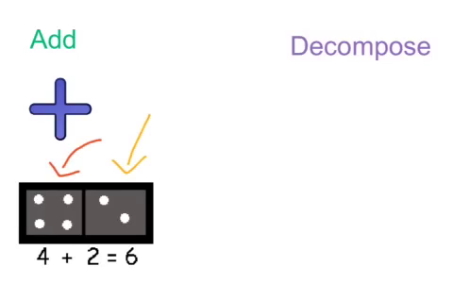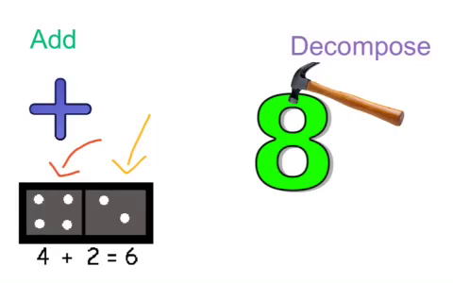To decompose a number means to break it down into smaller parts. As you can see, I have the number 8 and a hammer. The hammer is representing breaking that number 8 into smaller pieces. There are many different ways to decompose the number 8, but one example is to break it into 4 and 4. If you look at the example of the dice below, I have 2 4s. I could decompose 8 into 2 4s because 4 plus 4 is 8. Now let's look at how we're going to use double 10 frames to help us add and decompose numbers.